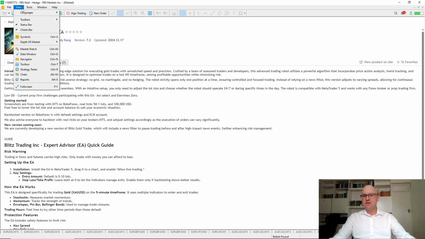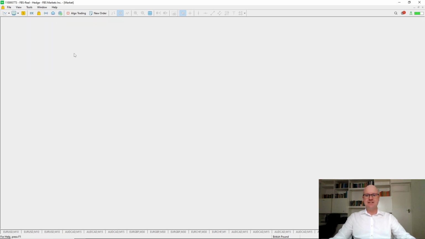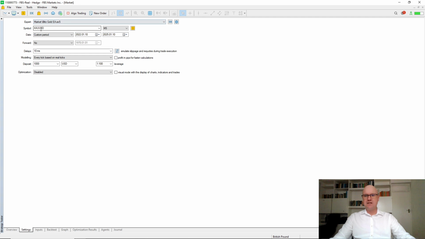So if we head to the strategy tester, we can see some more information and what we'll be testing. Now the recommended symbol for the robot is the XAUUSD, and we'll be testing on the 5-minute time frame.